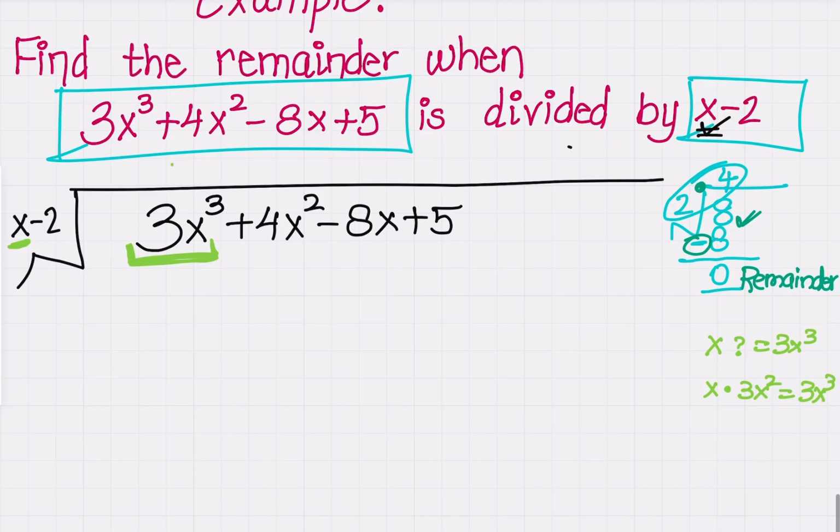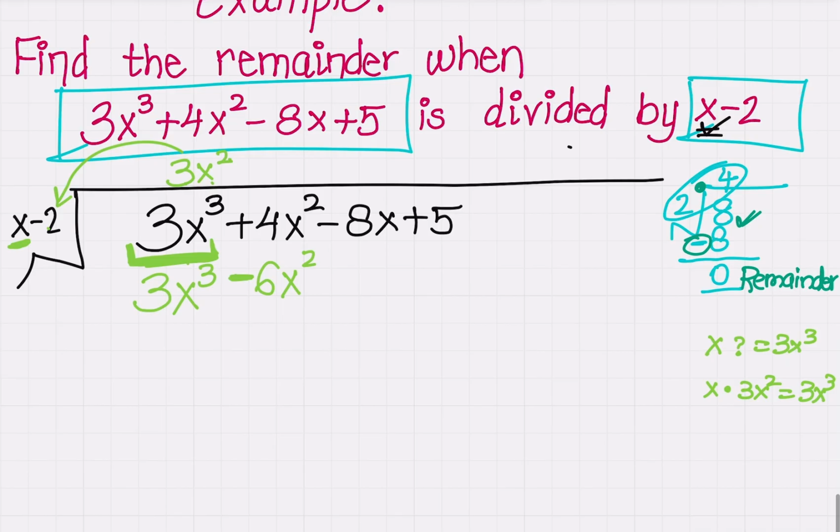So that is what I'll put here, 3x squared. I repeat, I multiply this 3x squared by x to get 3x cubed. So 3x squared times x gives me 3x cubed right here. Now whatever term I have here, I need to multiply it by the second term also. So 3x squared times negative 2 gives me negative 6x squared. I put it under the x squared term.